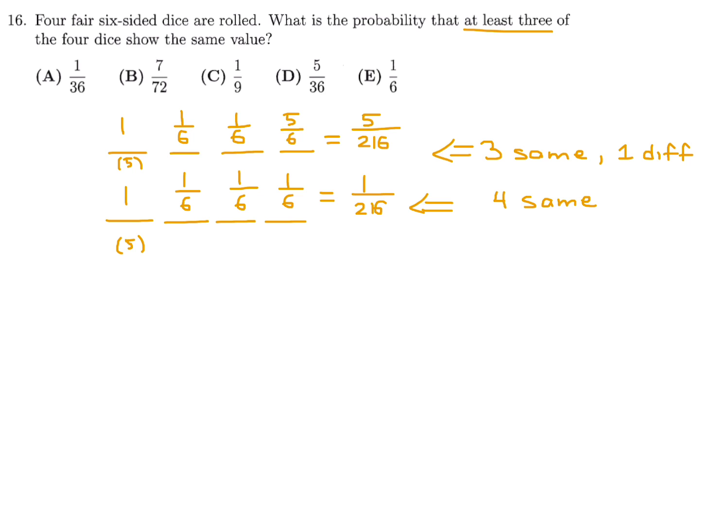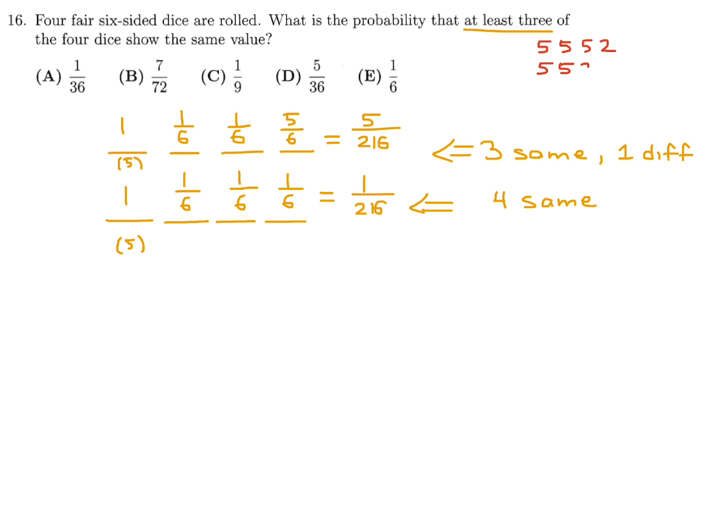But before adding them, there's one common mistake, that this actually undercounts. There's 4 scenarios for each of these. Let me explain what I mean. Let's say you had a 5, 5, 5, and 2 when you roll the dice, right? This qualifies as 3 same, 1 different.